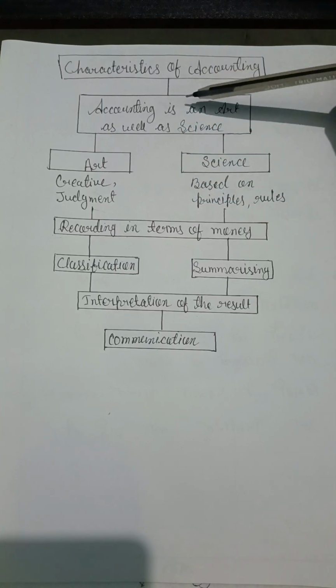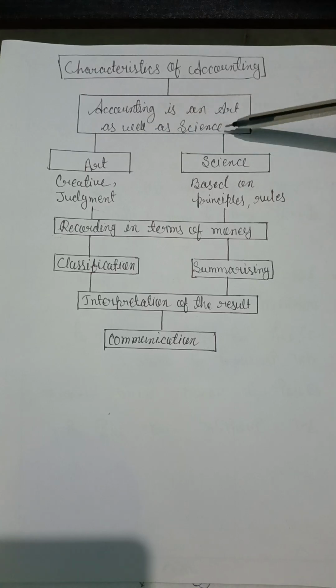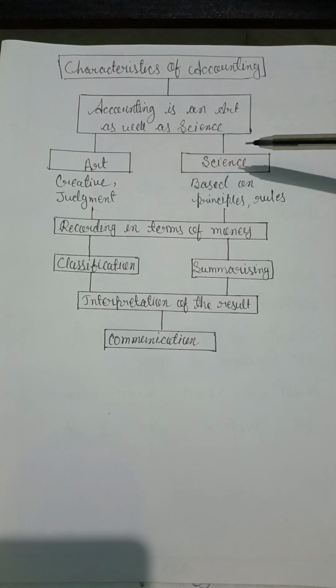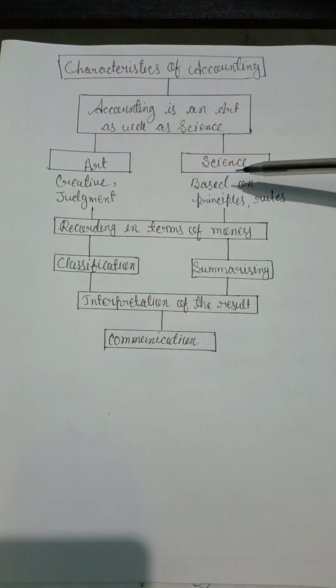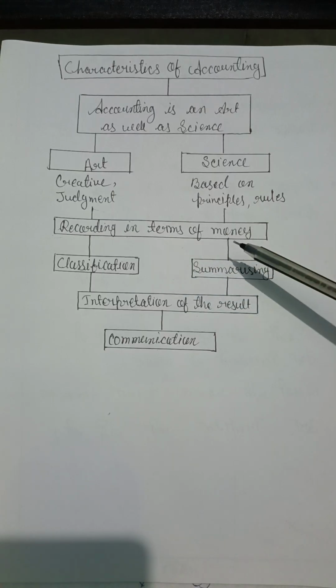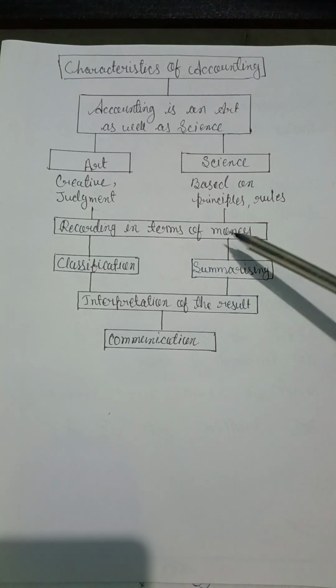Okay, so the first character is that accounting is an art as well as a science. How is it an art? Because it is creative and involves judgment. And how is it a science? Because it is based on principles and rules. Okay, coming to the next character, that is recording in terms of money. We also discuss this, because we purchase many items in different units, kg, liter, pieces, so it would be very difficult to record all the things in different units. So in accounting we record only in terms of money.